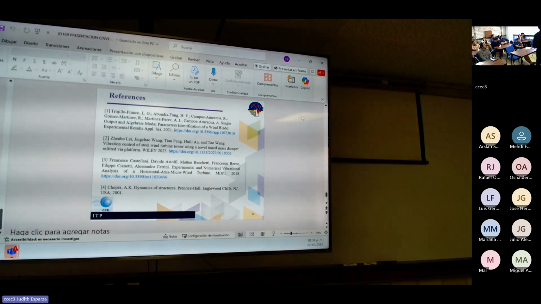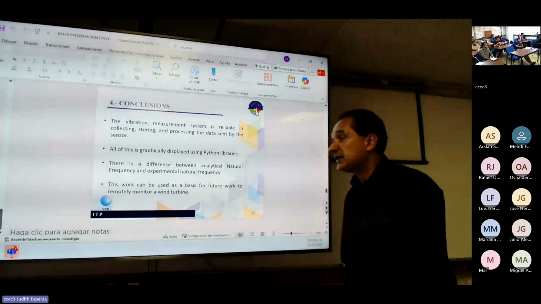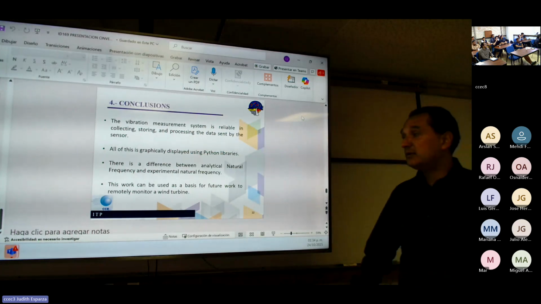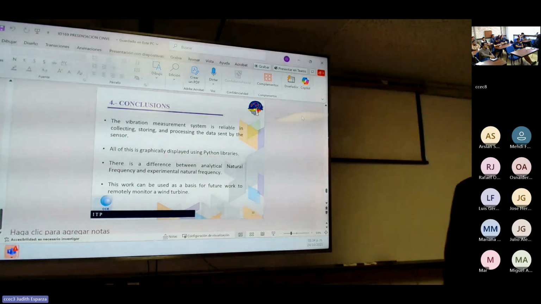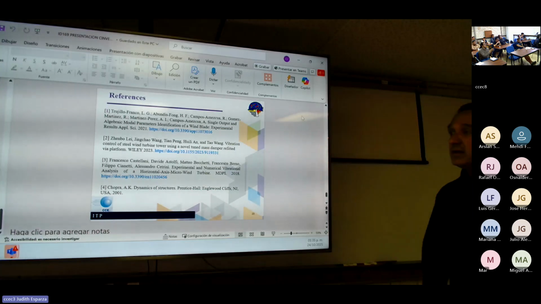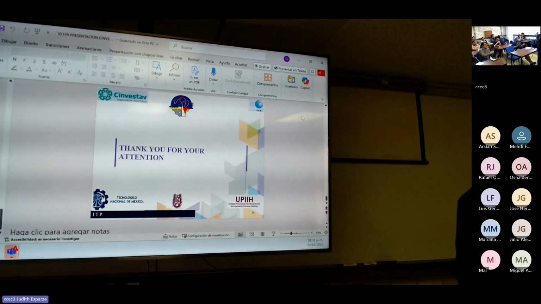And finally, this work can be used as a basis for future work, for example, to remotely monitor a wind turbine. That's all. Thank you for your time.